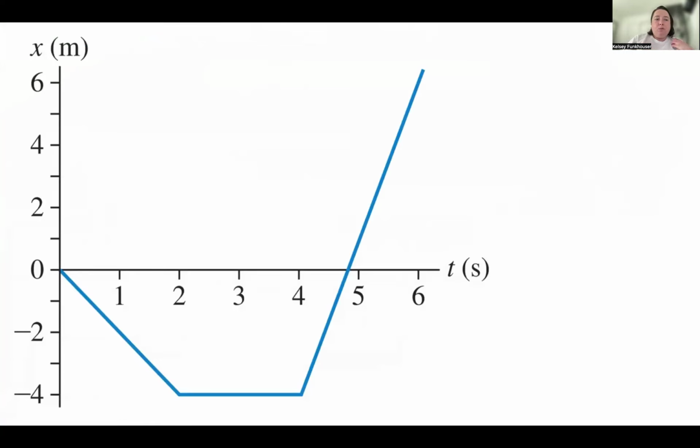Then we also worked on motion graphs. Here we have a position graph, and from a position graph, we can get a velocity graph, because the velocity is the slope of the position graph. So we can find the slope of this part. The slope of this chunk here is 0, so the velocity is 0. And then we can find the slope of that part. Using those, we can plot a velocity graph.